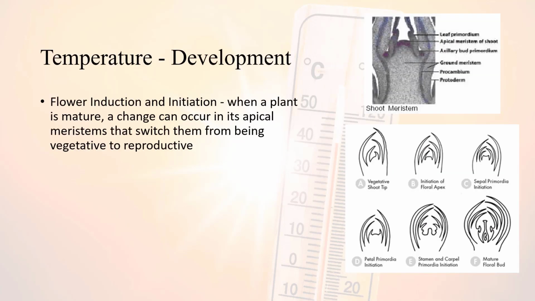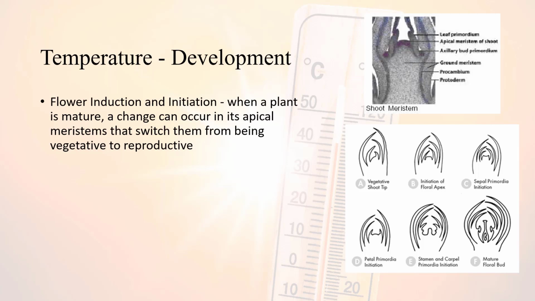Now we're going to move on to development. We looked at germination, we looked at vegetative growth. Now let's see how temperature affects plant development. Well, one of the big ways is that temperature is responsible in some plants for flower induction and initiation. So flower induction and initiation is the process that when a plant is mature, and we'll see what that means in a couple lectures from now, basically it means that when a plant becomes mature, it's able to produce flowers and sexually reproduce.